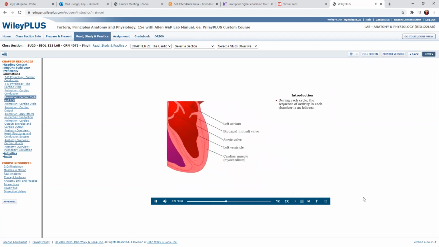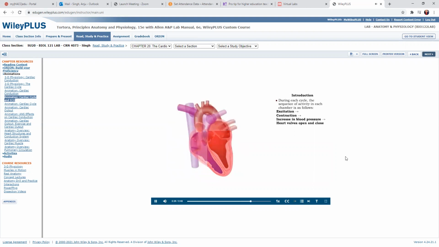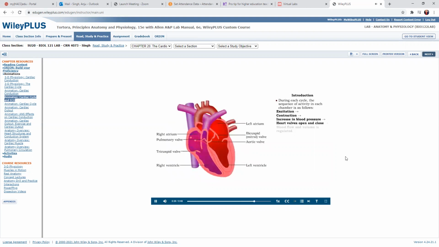In each chamber of the heart, the sequence of activity begins with excitation. Excitation causes contraction. Contraction increases blood pressure. Changes in pressure cause the opening and closing of heart valves, regulating the volume and flow of blood. Timing of the sequence depends on the amount of electrical activity in the heart muscle.